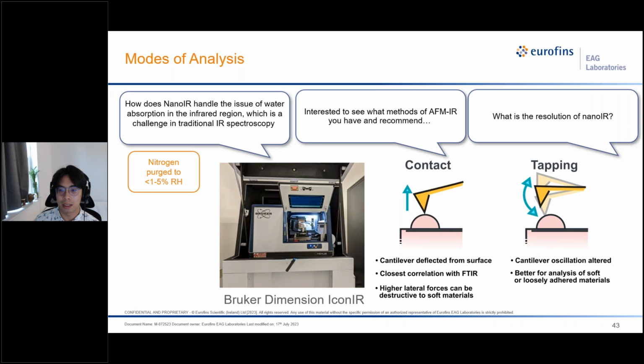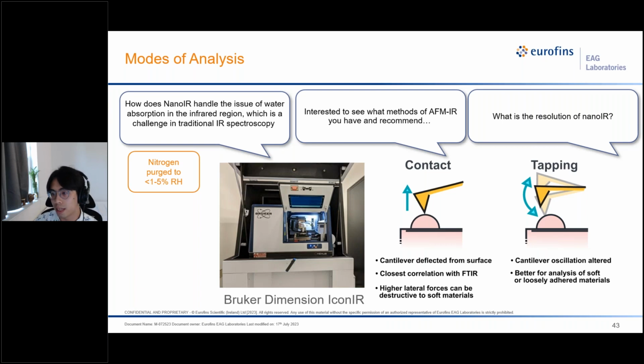And then we operate the instrument in two main modes. One is contact, in which case the cantilever is deflected from the surface upon infrared absorbance. This has the closest correlation with FTIR, but relatively high lateral forces, which can be destructive if you're working with materials that are too soft or too loosely adhered, like liquid or oil droplets.